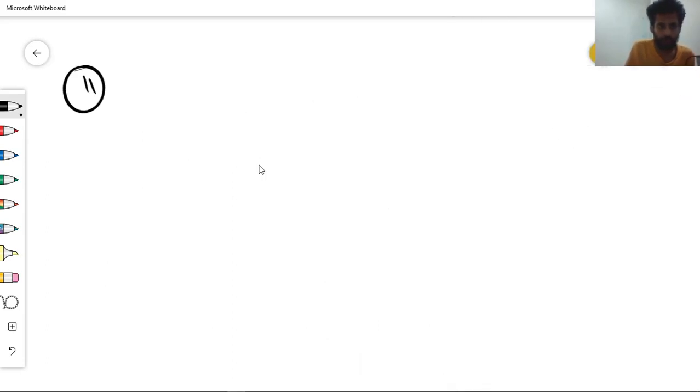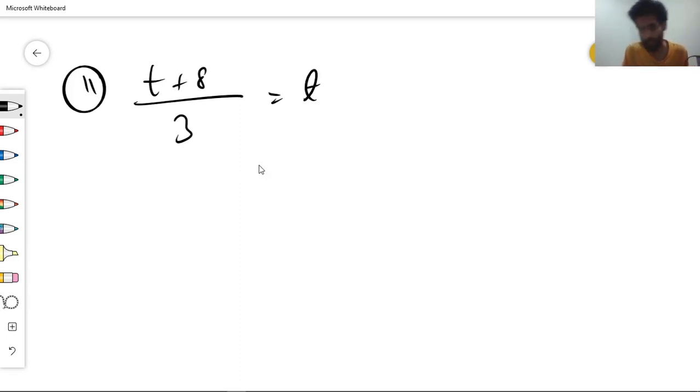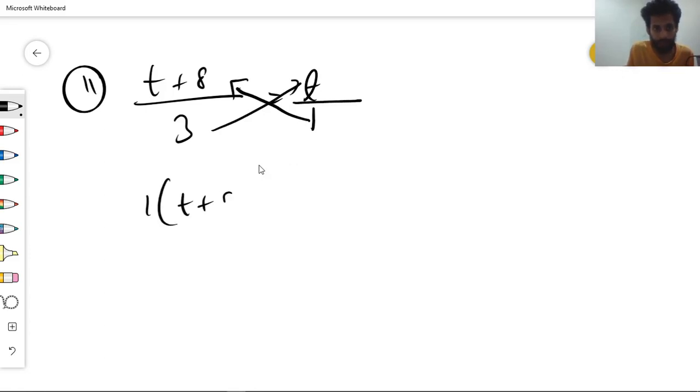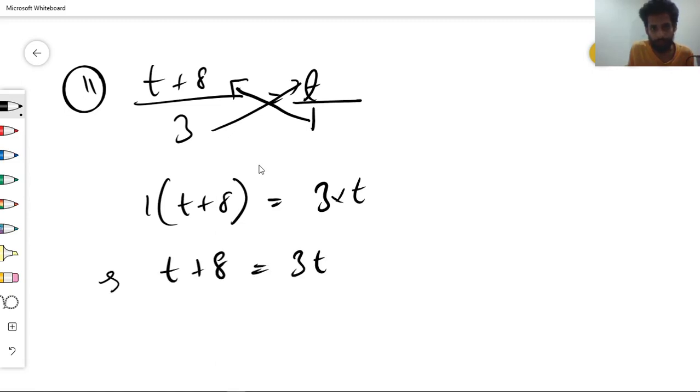Now number 2: 3 plus 8 over t is equal to 3. I have also shown you the format for this. Let's make it a fraction here. So this will go here, and this one will go to that side. So here 1 into t plus 8, and this one will be 3 into t. So it will be t plus 8 is equal to 3t.